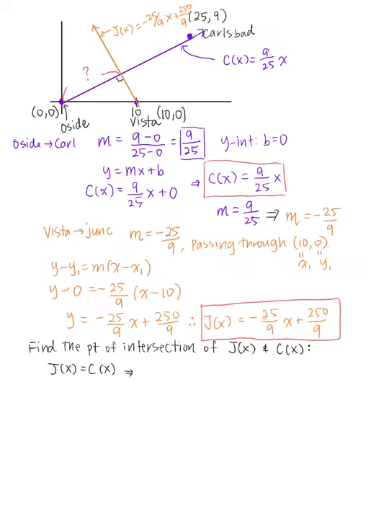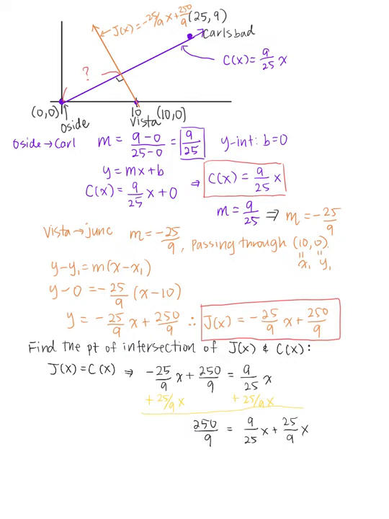That implies that negative 25 over 9x plus 250 over 9 equals 9 over 25x. All right, so now let's try to solve for x. So what I would do is I would add 25 over 9x to both sides. And what do we get here? So here what we're going to get is 250 over 9 equals 9 over 25x plus 25 over 9x.